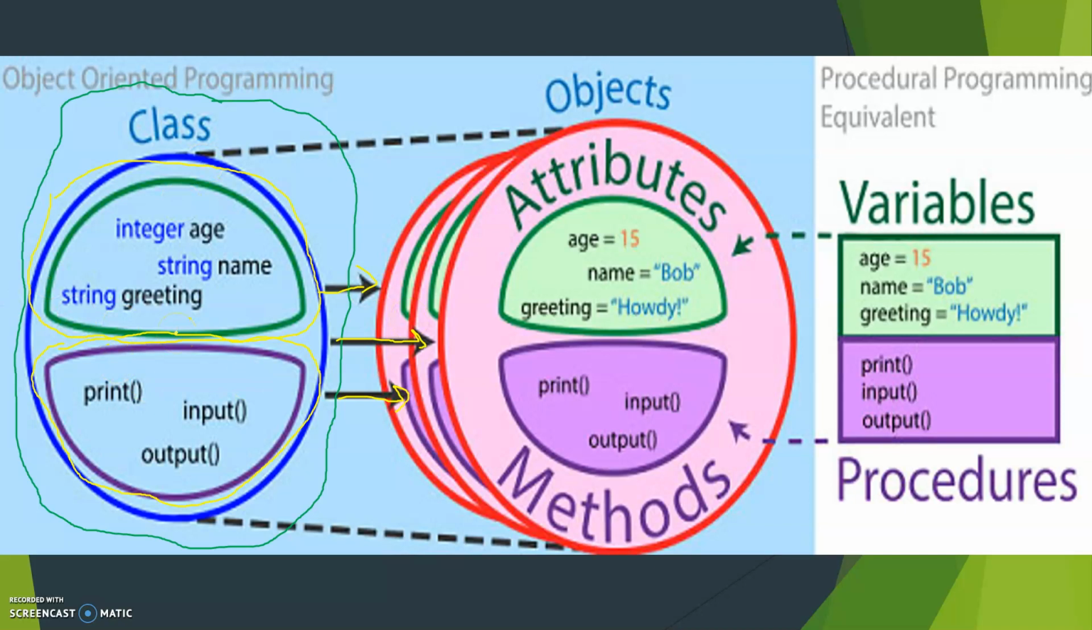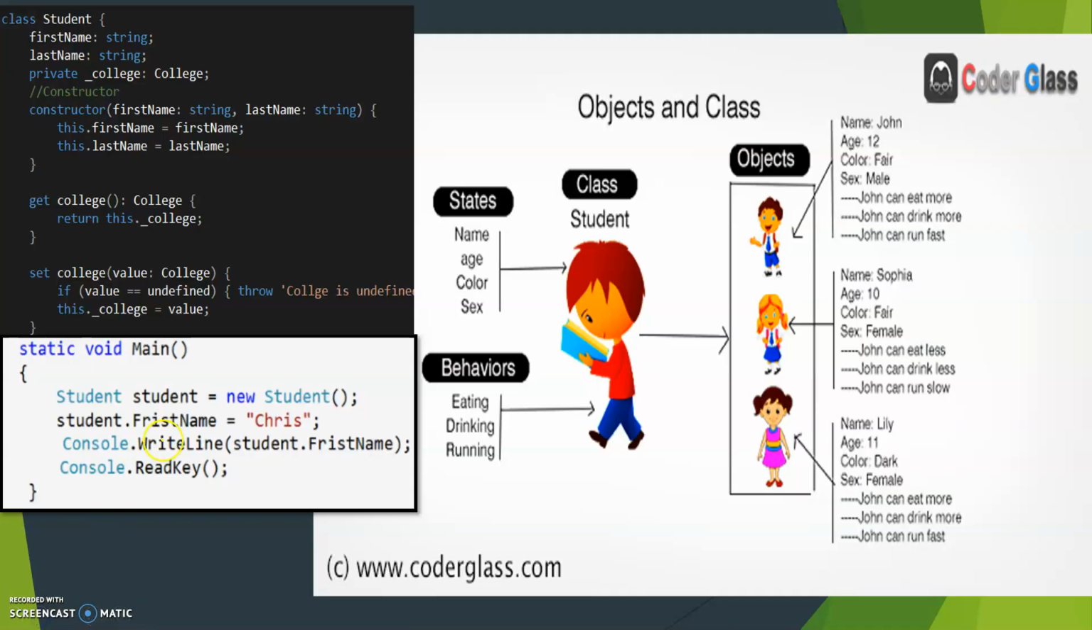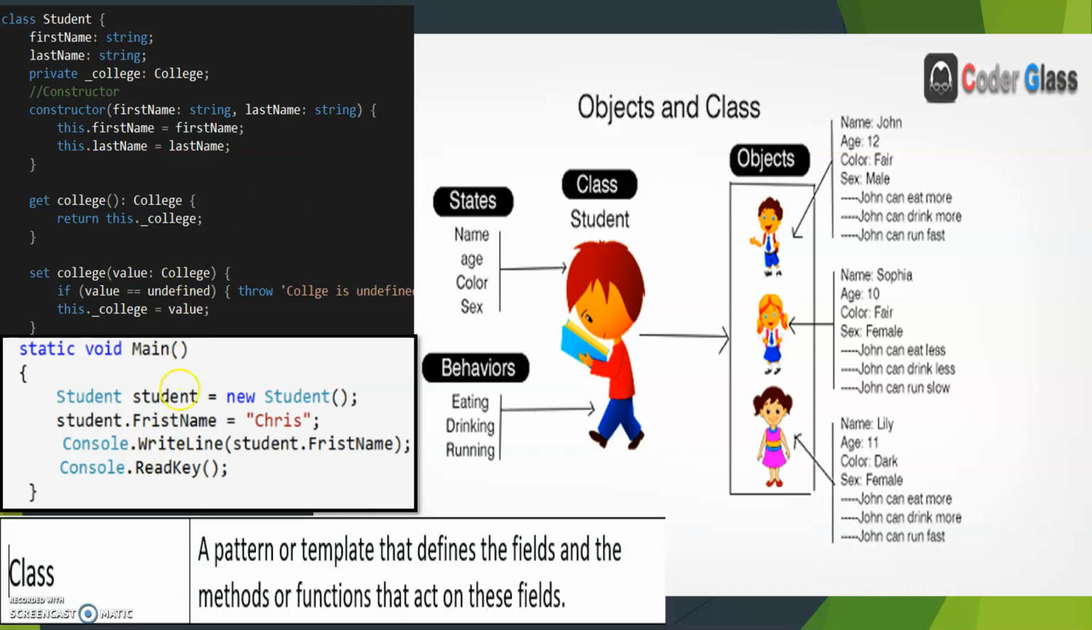Now let's try and make a little bit more sense of that, and begin to put a bit of meat on the bone in terms of understanding there. So let's have a look at these definitions in a little bit more detail, starting with this idea of a class and with some code. So the class basically is a pattern or template that defines the fields, or another word for fields we might use is attributes, or in this case we've got the use of the word states, and the methods or the functions that can act on these fields, or in this case the behaviors.